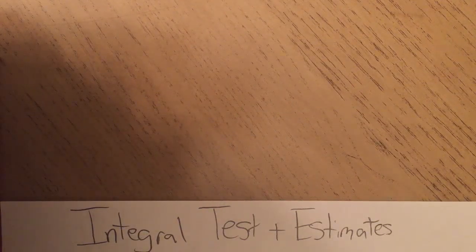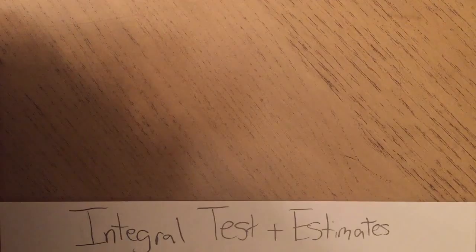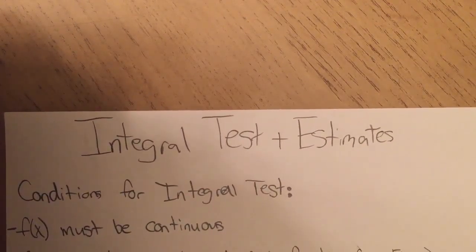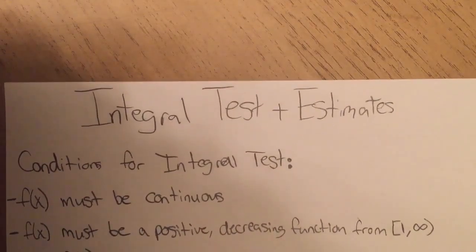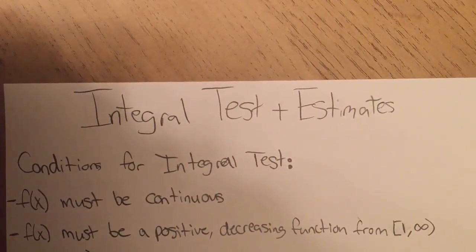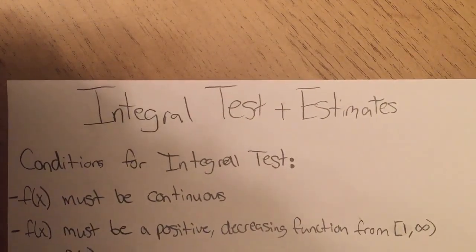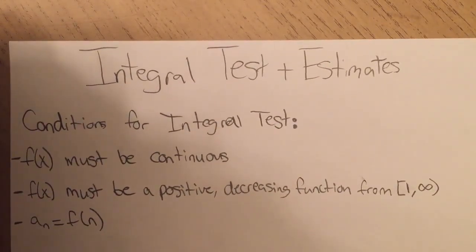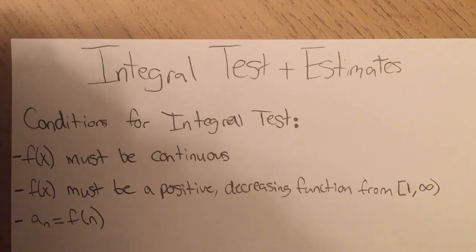Before we begin, we should go over the conditions of doing an integral test. First things first, you need to make sure that f of x is continuous. You also need to make sure that f of x is a positive decreasing function from 1 to infinity. When you do the problem, a sub n is equal to f of n.